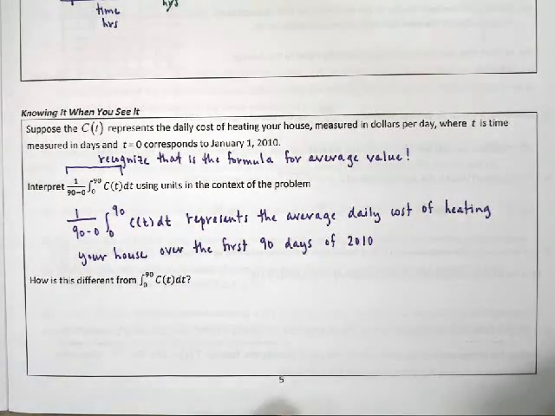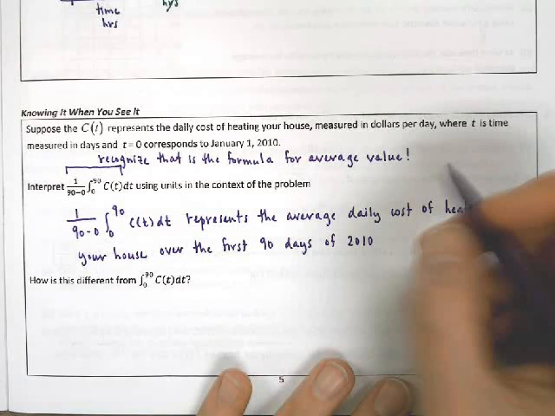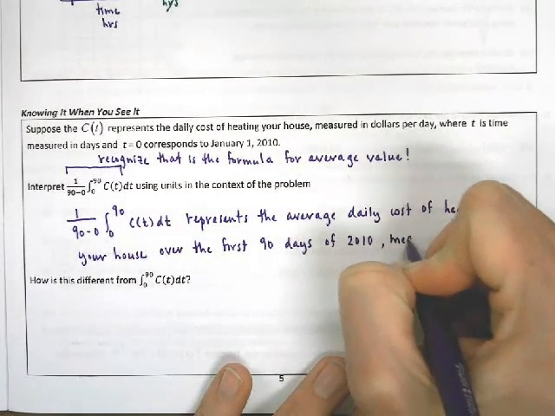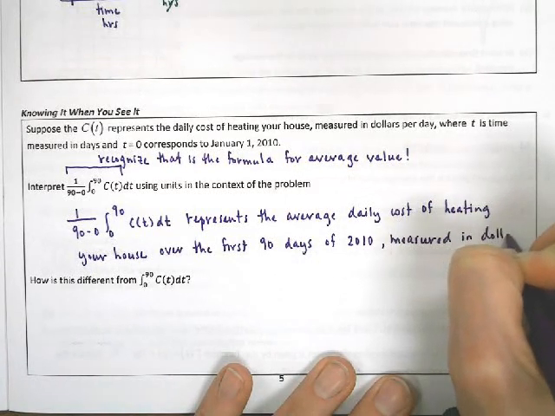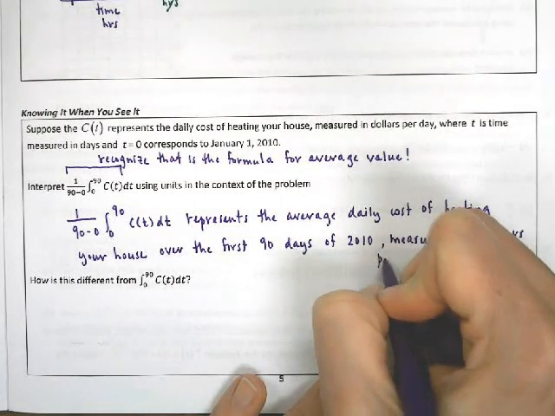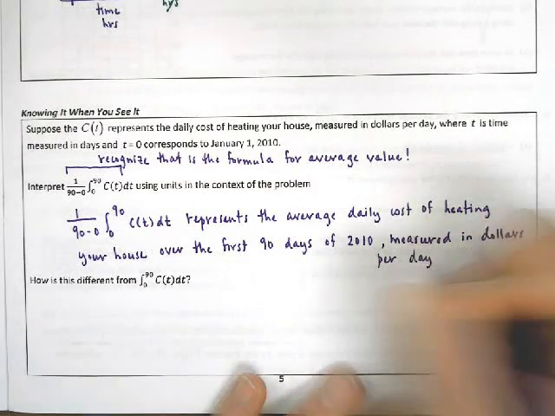And then we need to make sure we include our units, right? That cost was measured in dollars per day. So it's the average daily cost measured in dollars per day.